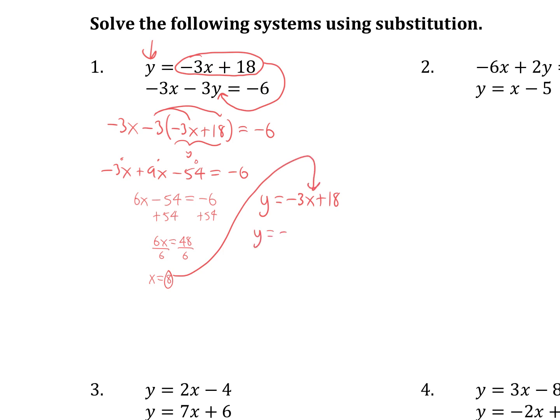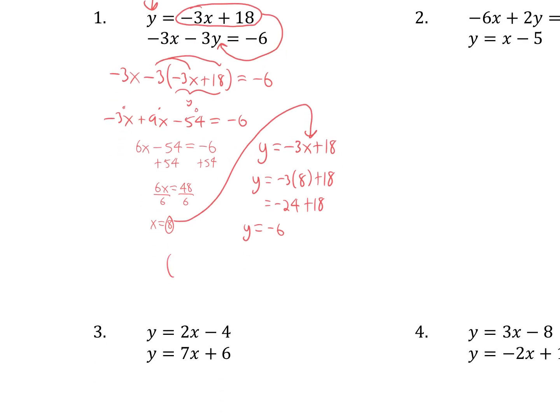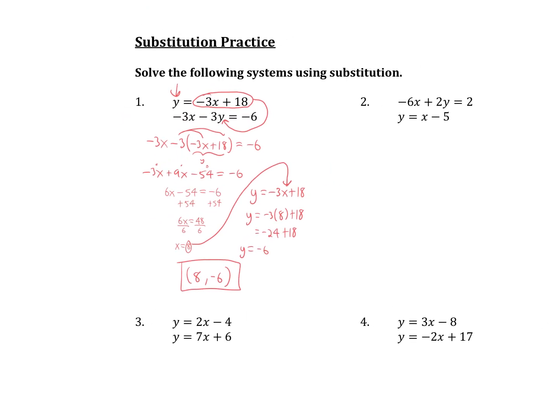So y equals negative 3 times 8 plus 18. Negative 3 times 8 is negative 24 plus 18. So y is going to equal, what's that, negative 6? So now what's our answer? Our answer is not x equals 8, y equals negative 6. It's a point on the graph where they cross. We found it algebraically. What's the coordinates of that point? It's x, y, which is going to be 8, negative 6. And that is substitution, okay?